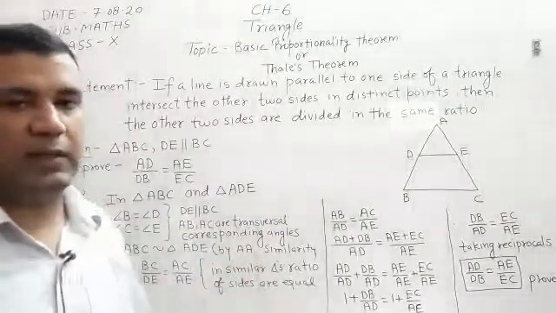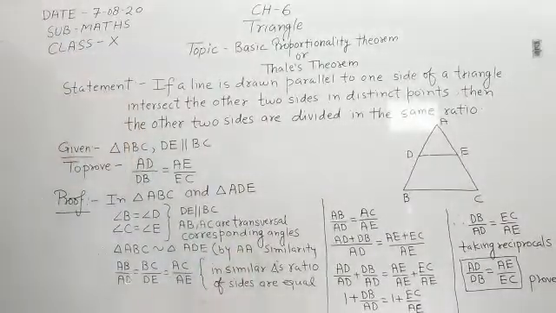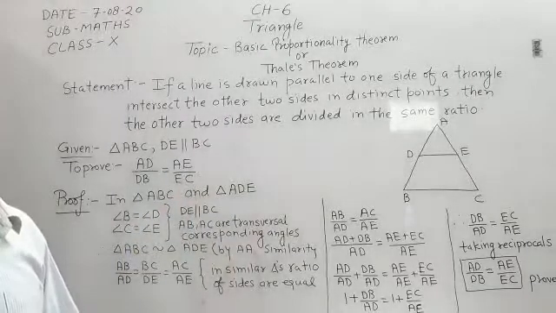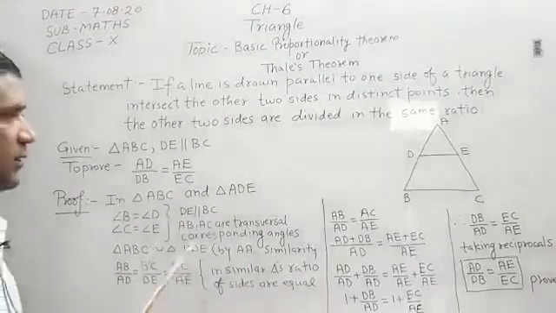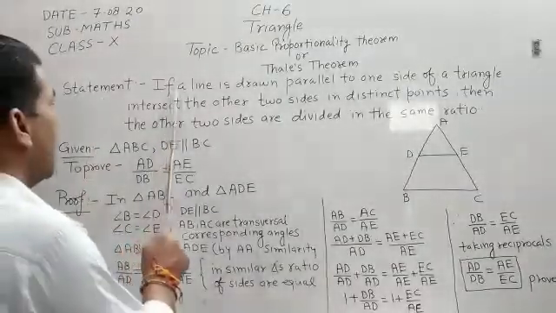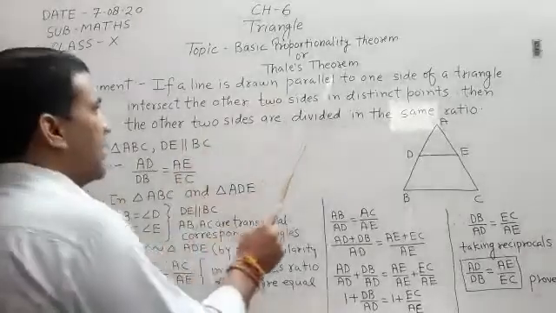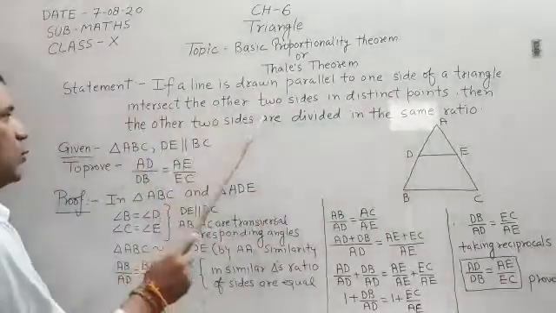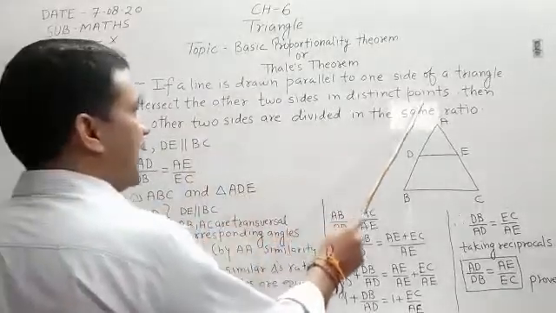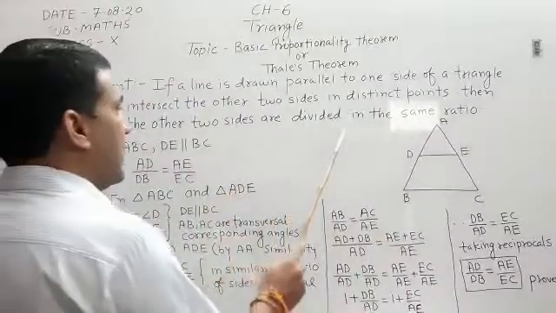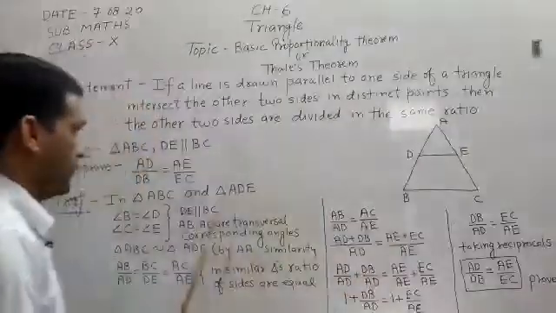First, the whole statement of the theorem is given and you have to prove it. Second, the theorem is given by its name and you have to first write the statement of the theorem and then prove it. So the statement of the theorem is: if a line is drawn parallel to one side of a triangle to intersect the other two sides in distinct points, then the other two sides are divided in the same ratio.